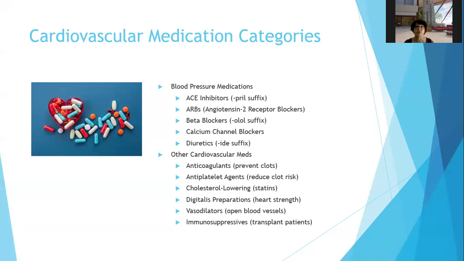Cholesterol-lowering medications like statins, and digitalis preparations, which are often used to treat heart failure or arrhythmias, work on heart strength. Vasodilators open blood vessels, and immunosuppressive drugs are used for heart transplant patients. And if you recall from chapter 3, when we talked about the immune system, we talked about immunosuppressive drugs and what they're used for.